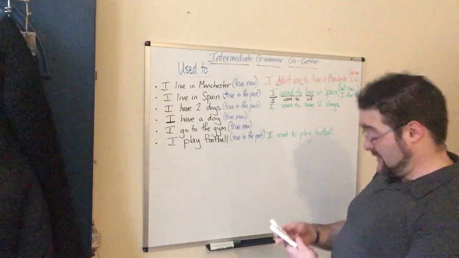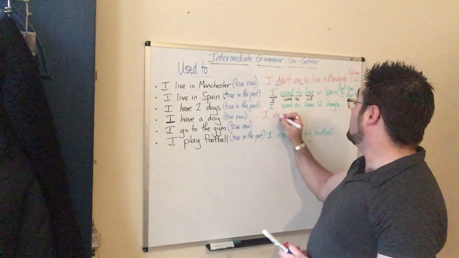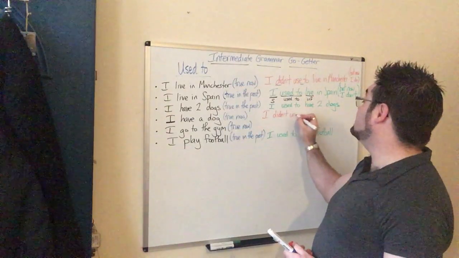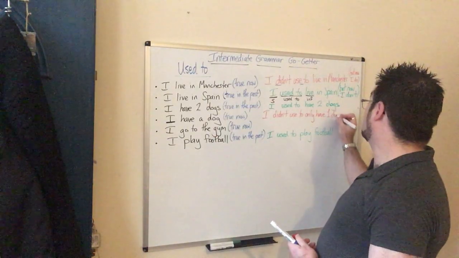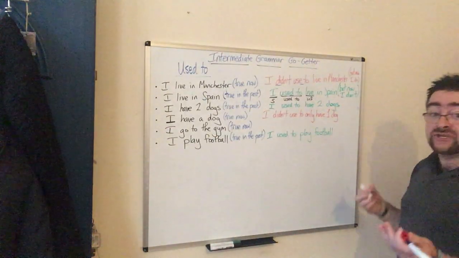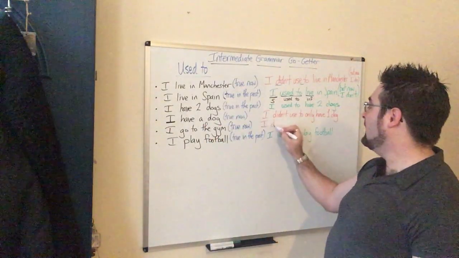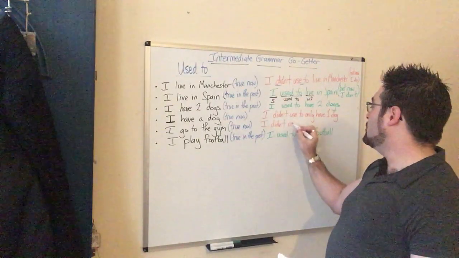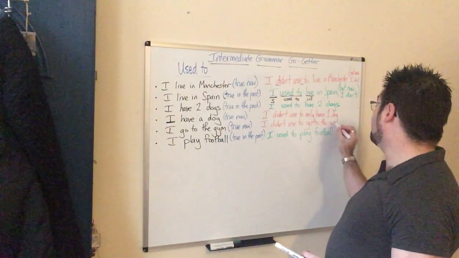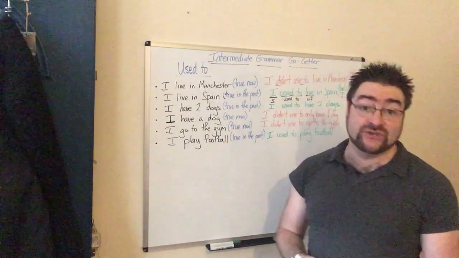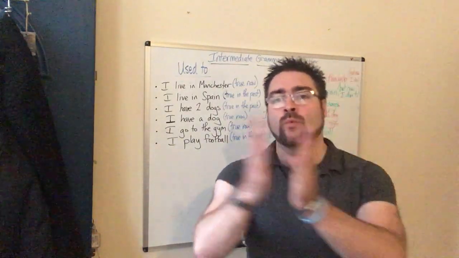Alright, so what about the next one? I have a dog. Well, we can say I didn't used to only have 1 dog, but now I do. And the last one, I go to the gym. I can say I didn't used to go to the gym, but now I do. So what you're using this for again is to compare the past with the present.